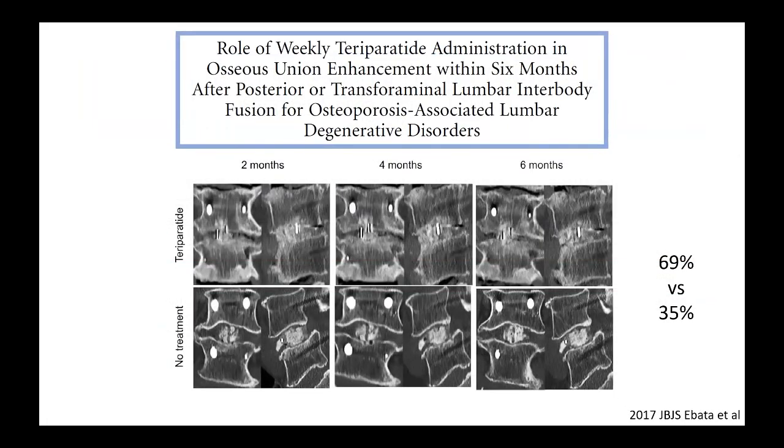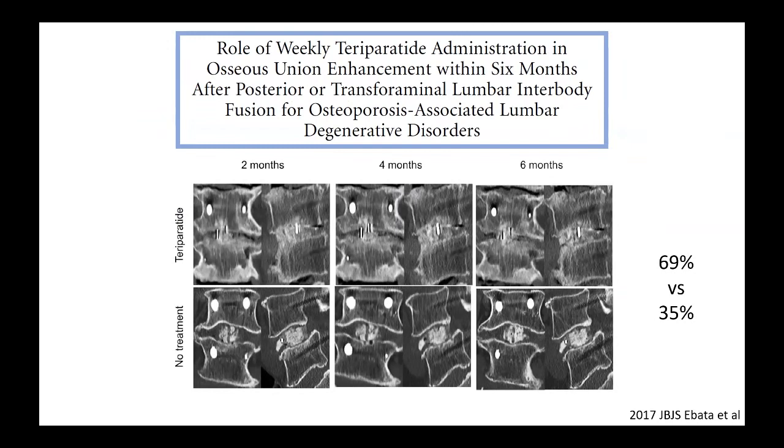This was a multicentered randomized study out of Japan. They looked at the effect of weekly teriparatide administration on lumbar fusion. The patients were females who had osteoporosis as well as lumbar degenerative disease, and they either went TLIF or PLIF plus or minus weekly teriparatide for 6 months.